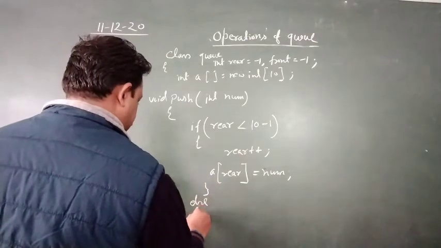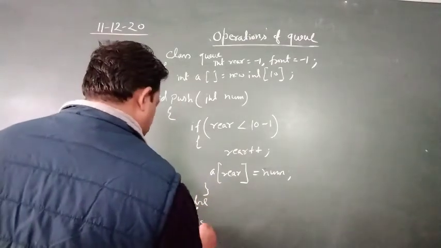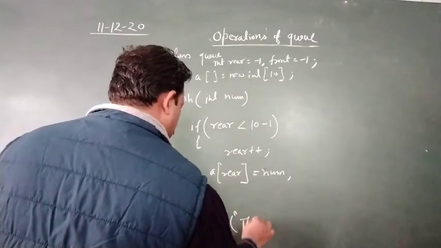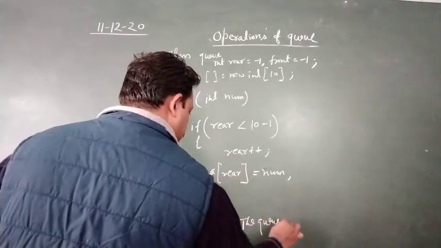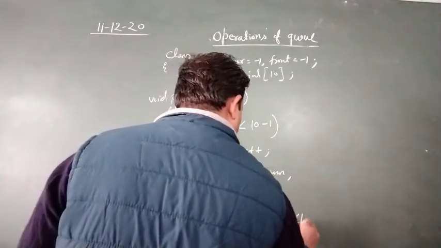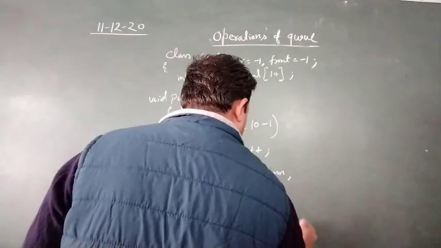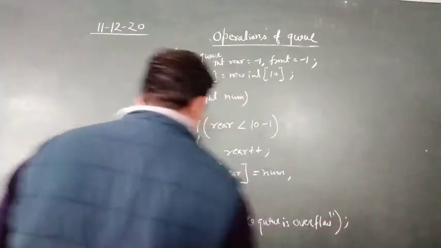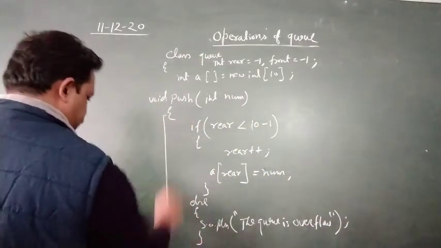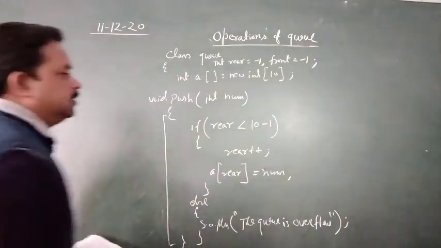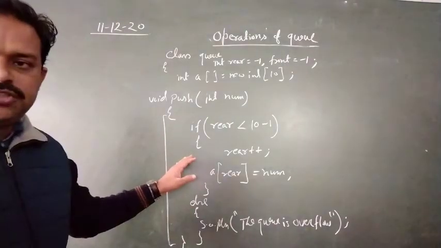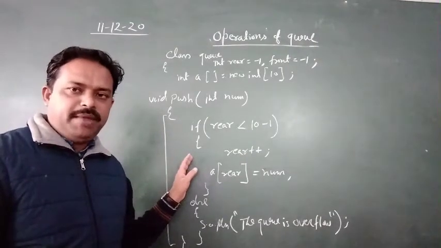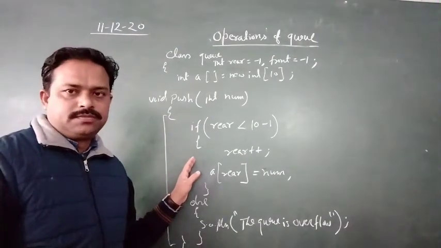and then make else, system dot println the queue is overflow. Closing of else, and this is the closing of the function. So this is the function which I have made for insertion.